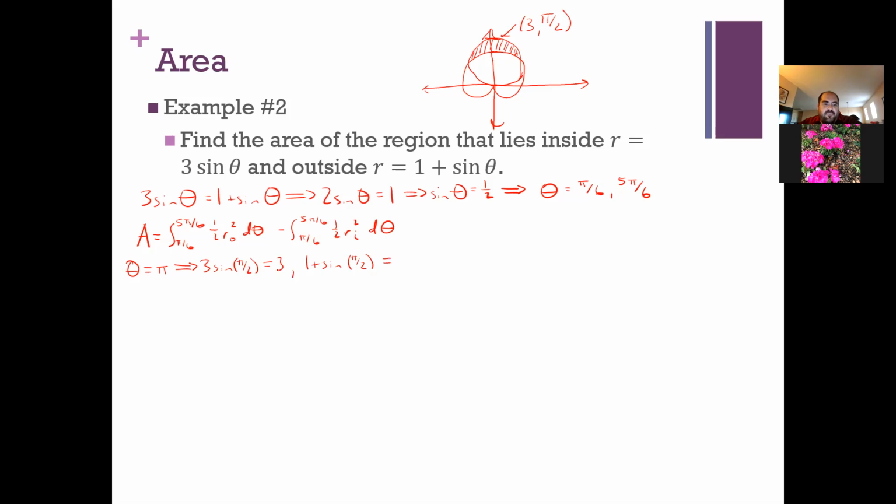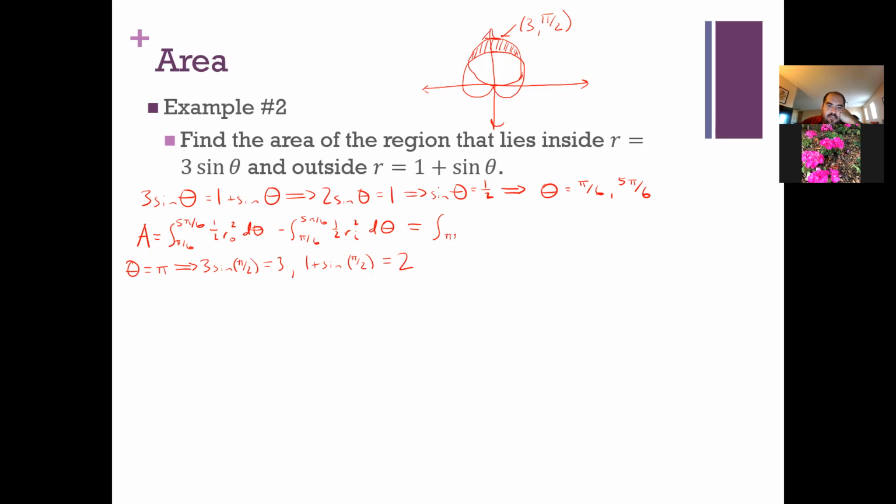So 3 sine pi over 2 is 3, and 1 plus sine pi over 2 is 2. So that means that my outer function is the circle, and the inner function is the cardioid. So now I can rewrite my integral like this.